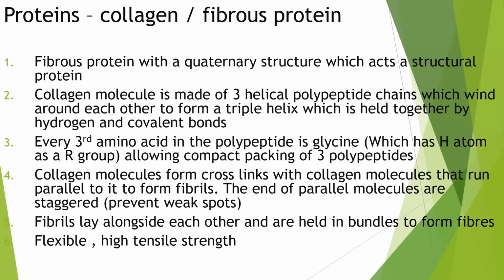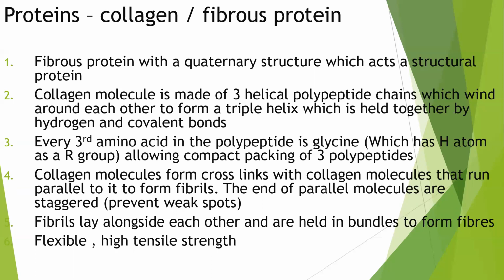So collagen is an example of a fibrous protein which plays a structural role, and it has a quaternary structure as well. A collagen molecule is made by 3 helical polypeptide chains. These 3 helical polypeptide chains will wind around each other to form a triple helix, and this triple helix is held by hydrogen and covalent bonds.